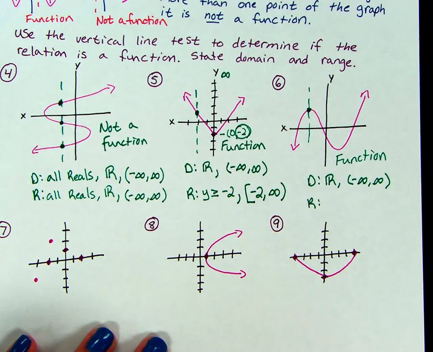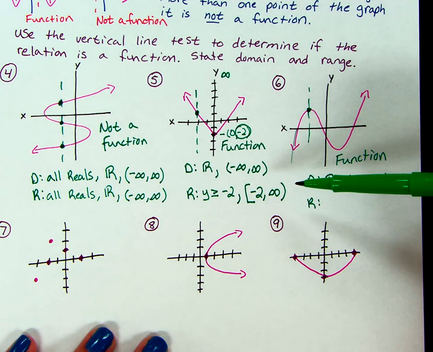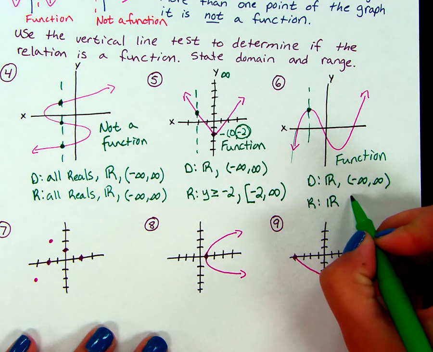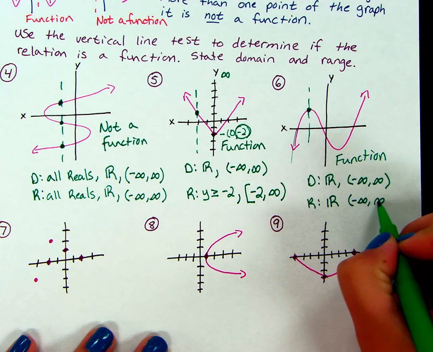The range, again, I'm looking, is it going up forever? Is it going down forever? And again, yep, on this side it continues to go up. This side it will continue to go down. So range is all reals. And again, the interval notation is from negative infinity to positive infinity.